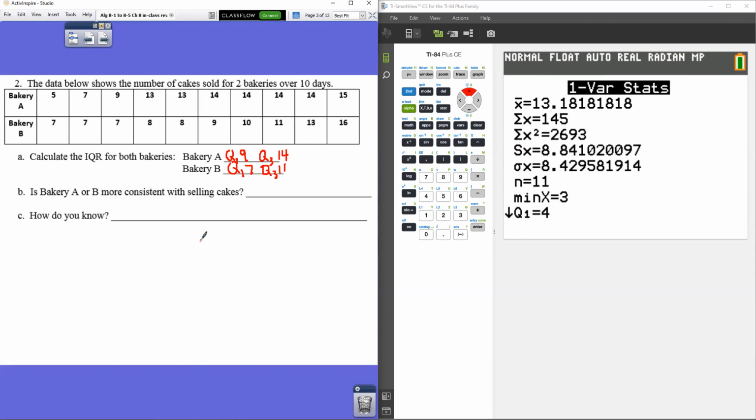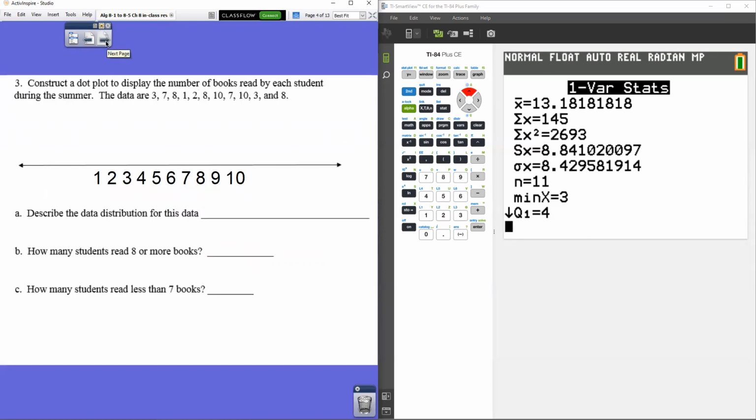So for the IQR, remember the formula for IQR is Q3 minus Q1. So I have to do 14 minus 9 here. 14 minus 9 is 5. I have to do 11 minus 7 here, which is 4. So is bakery A or B more consistent? It would be bakery B. How do I know that? Because that has the lower IQR. The lower the IQR, the lower the standard deviation, the more consistent, the more reliable your data is. The lower the IQR, the more consistent and more predictable your data is.